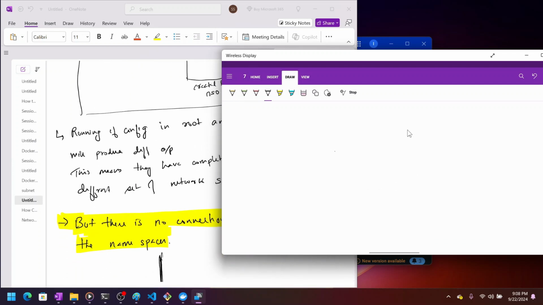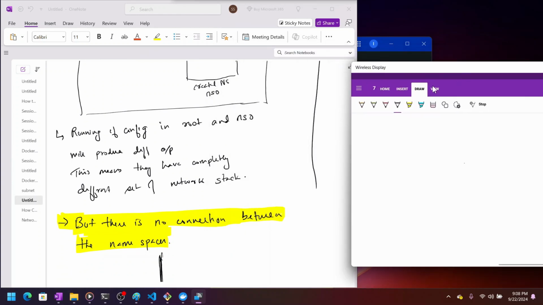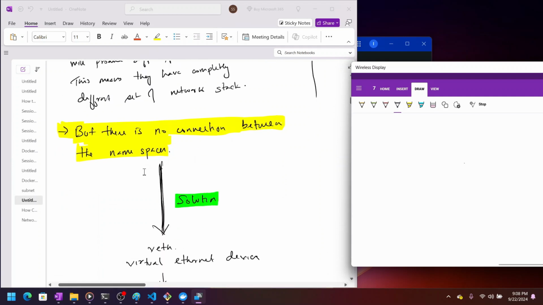So you can see, running ifconfig in root and in the namespace will produce different outputs. This means they have completely different network stacks, but there is no connection between the namespaces.